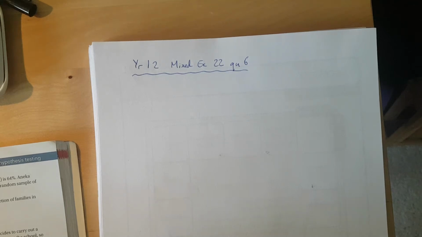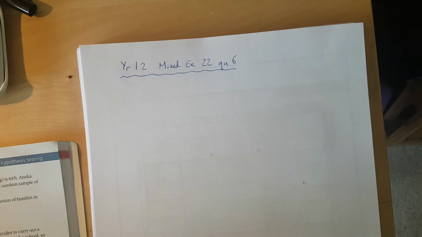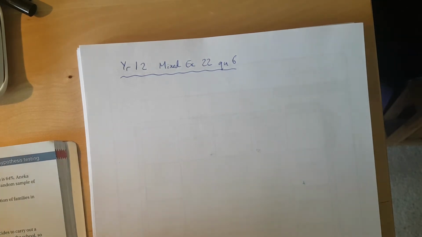So we're on to mixed exercise 22, question 6. And again, we're on statistical hypothesis testing, and we're looking at ownership of homes. We're told that in the UK, 64% of homes are owned, and someone wants to find out whether this proportion is different in Germany. She surveys a random sample of 180 families in Germany and finds that 98% of them own their homes.